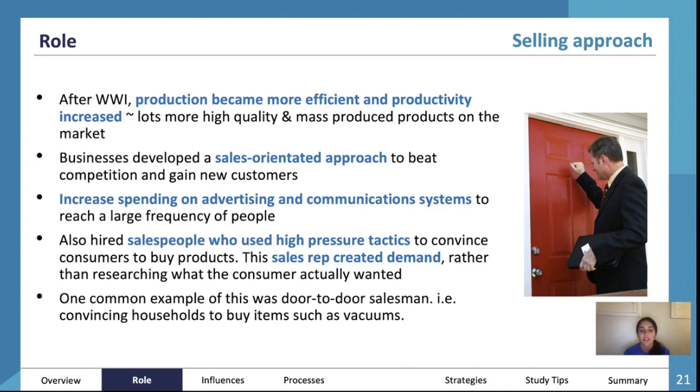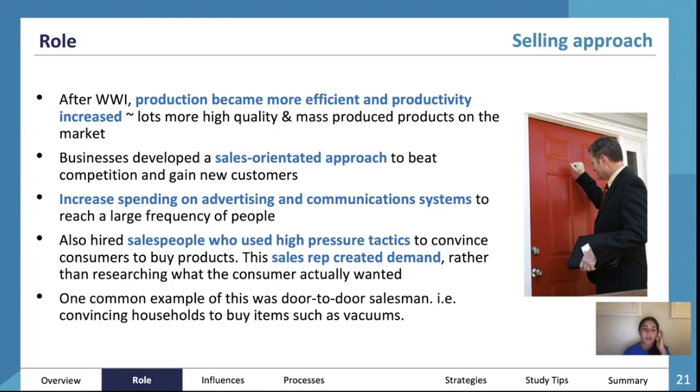Now, with the selling approach, the salespeople were just trying to sell. They're trying to convince the consumer that they need to buy the product, and they were creating that demand. The demand wasn't just there. They were creating it so that people believed that they wanted the product, but they weren't looking at what the customers want or what the trends are right now. They still were just making products based on their own thoughts, and it wasn't with much research or consideration for the customer. And then they were just using very high pressure tactics to pressure and persuade consumers to buy their product.